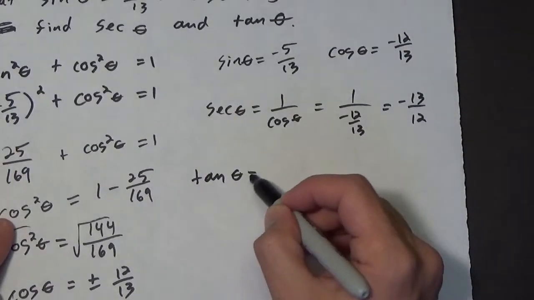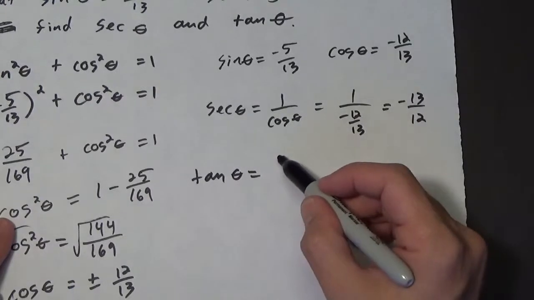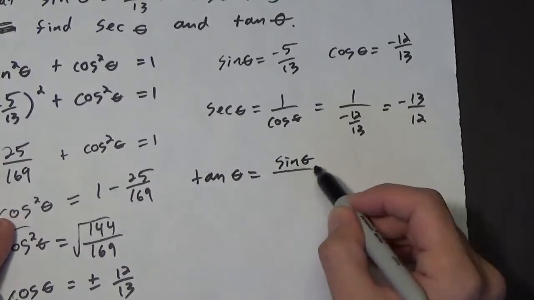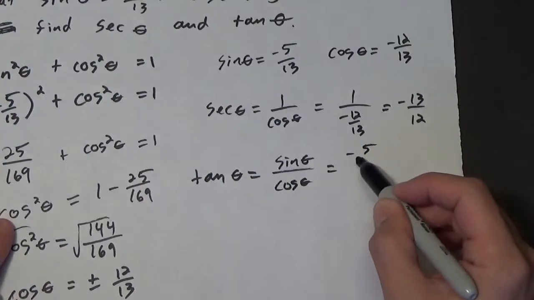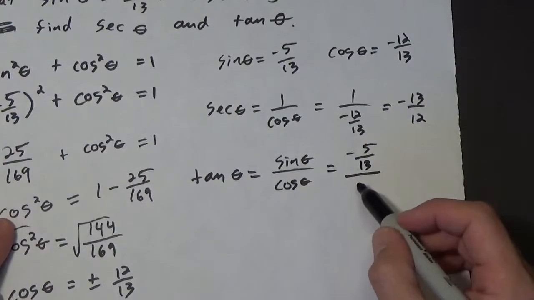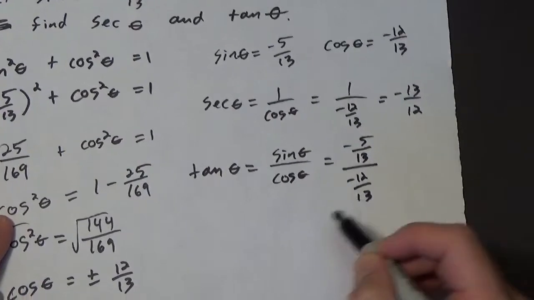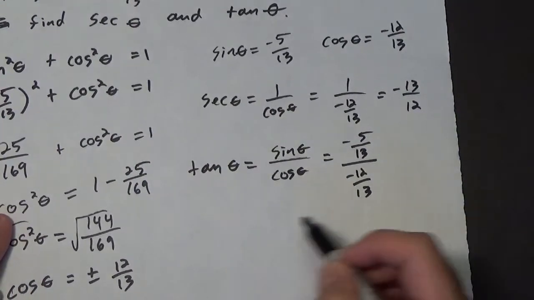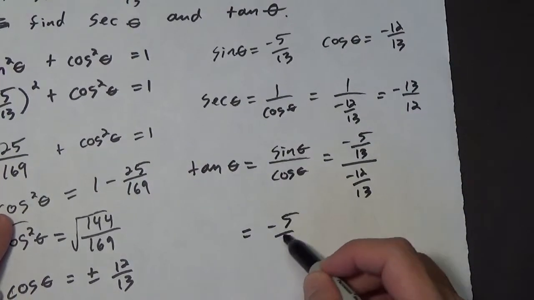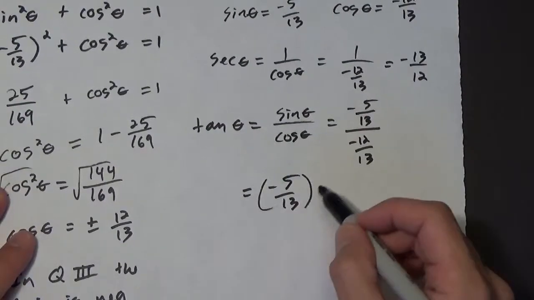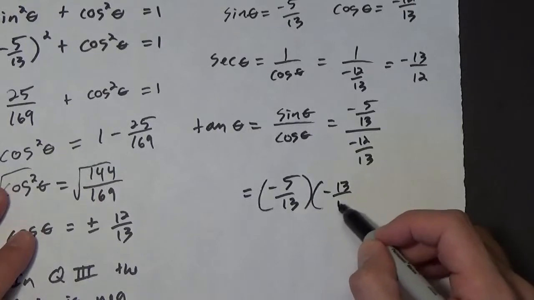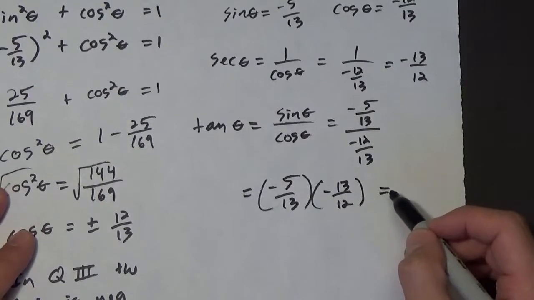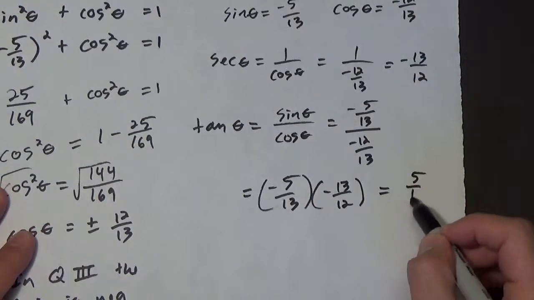The tangent of theta, well, we know that identity. That's the sine of theta over the cosine of theta, which is negative 5 over 13 divided by negative 12 over 13. And so that becomes negative 5 over 13 times negative 13 over 12. And so that becomes 5 over 12.